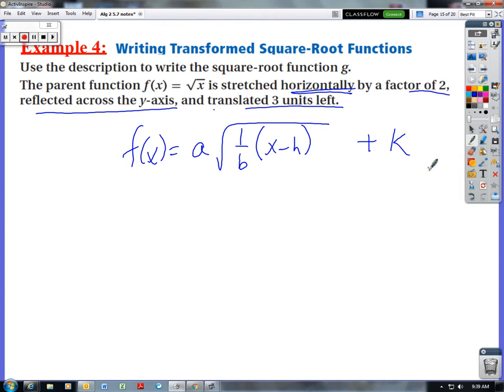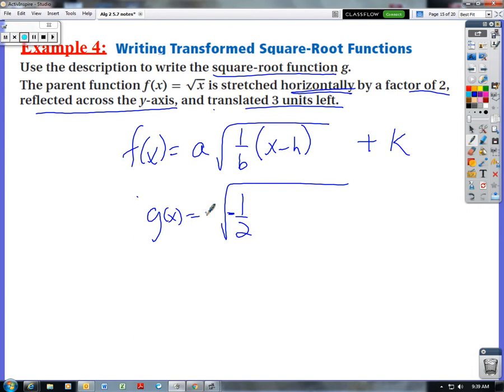Now we can just go through. Our parent function is a square root, so the square root will stay. It's stretched horizontally, so that's inside right here. Since it's a stretch of 2, it's actually going to be multiplied by the reciprocal, 1/2. So there we've got that. It's reflected across the y-axis, that's a horizontal reflection, so that means the negative needs to go in here horizontally. So there's no a out there. I'll call this g.